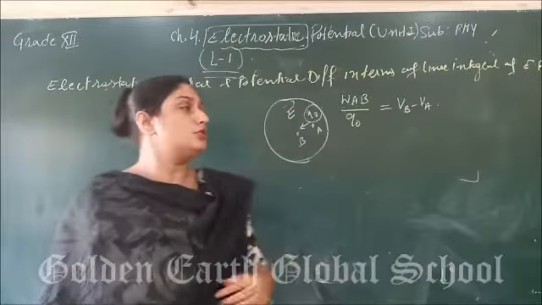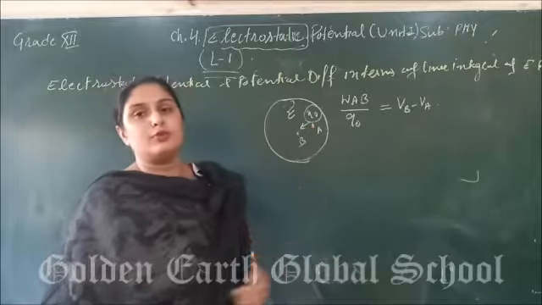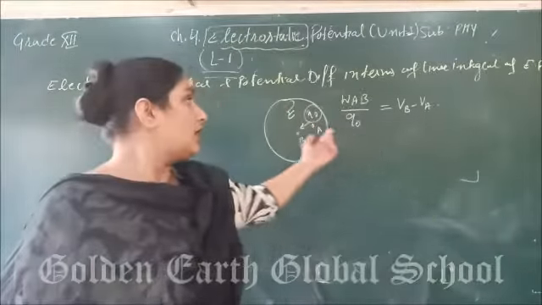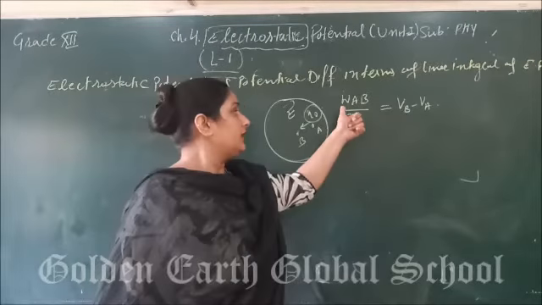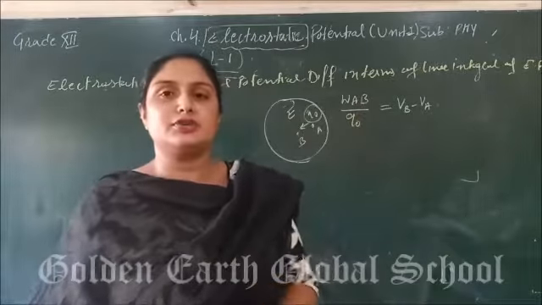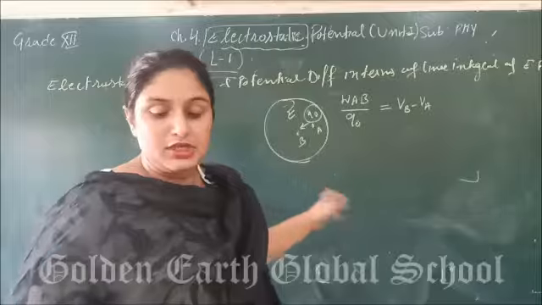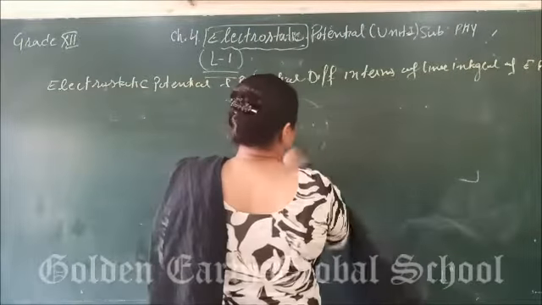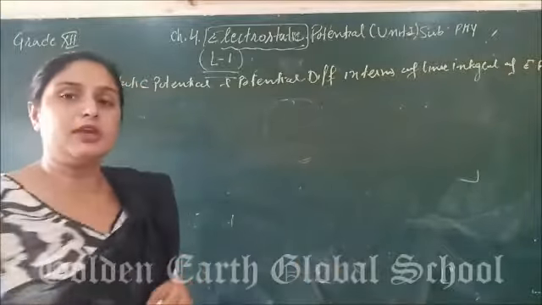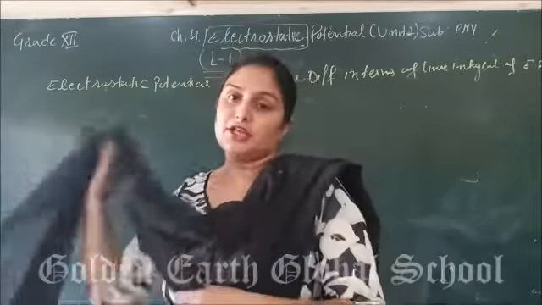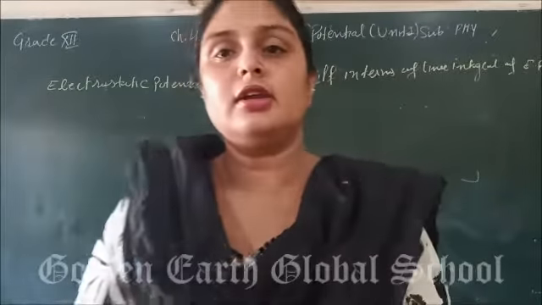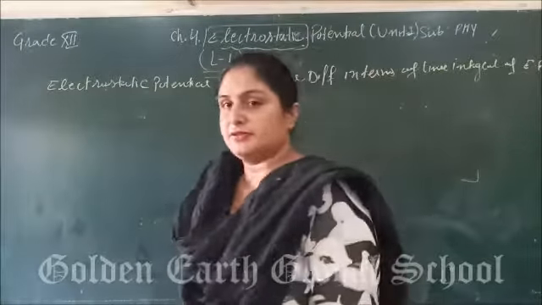Means we are going to move a test charge from one point to another. In which direction? In the opposite direction to the applied electric field. Then the work done per unit test charge is known as the potential difference. Now this is the general definition in terms of the work done. Now we are going to express the potential difference in terms of the line integral of electric field.